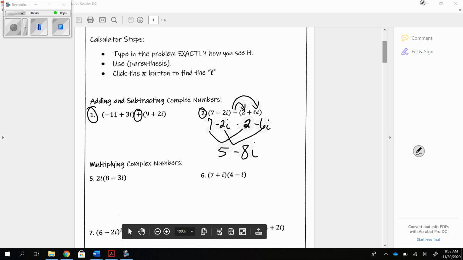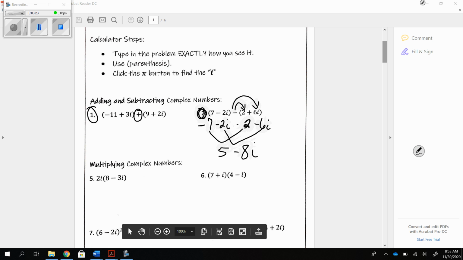And that's it. Again, let's see if we get that when we put it in the calculator. So again, type it exactly how it looks. 7 minus 2i, and then minus, because we can still just type it in exactly as it is, and then in parentheses, 2 plus 6i. We hit enter, we get the same thing, 5 minus 8i. You could have just typed the first equation as is, or when we sent this negative over, you could have also typed that in. You would have got the same answer.